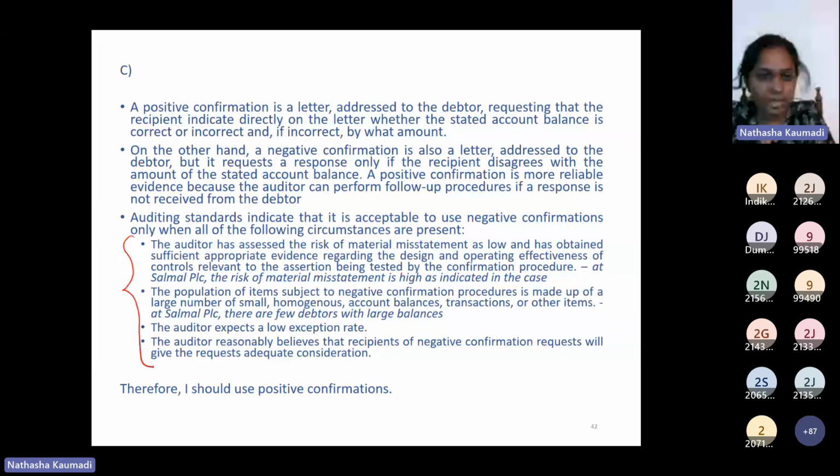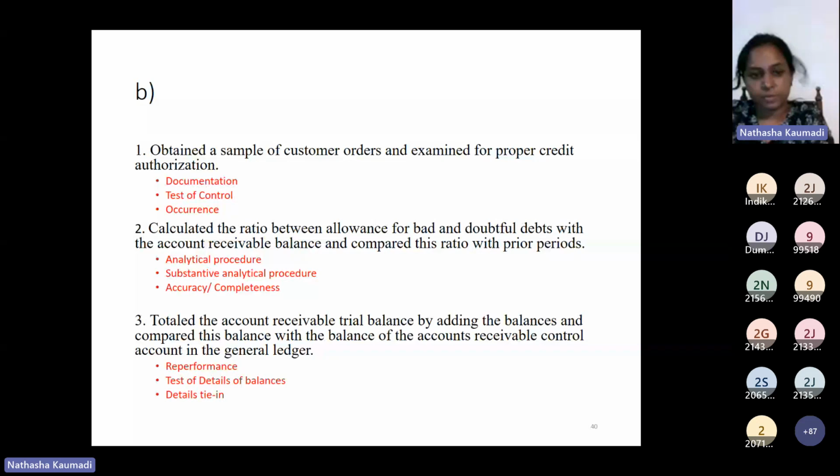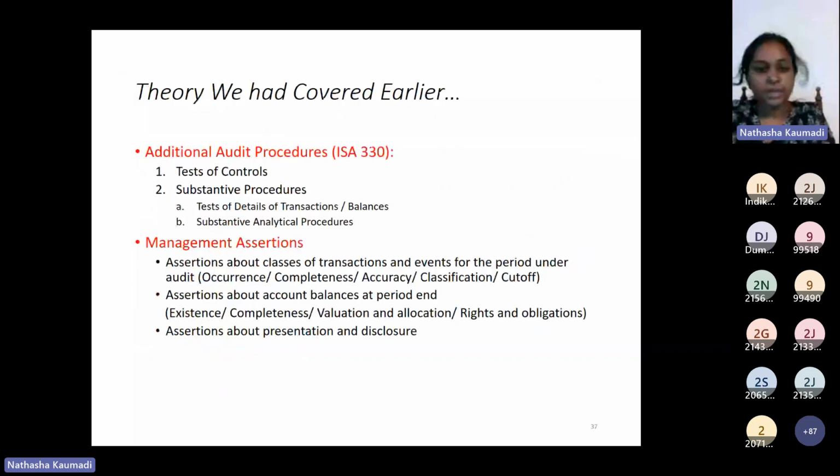But what are the things? Now the auditing standard indicates that it is acceptable to use negative confirmation in certain situations. So in the slide I explained what the circumstances are in which you can use negative confirmation. But as per this situation, when it comes to Salman PLC, positive confirmations should be used. That is the conclusion.